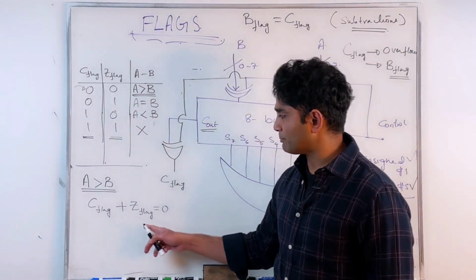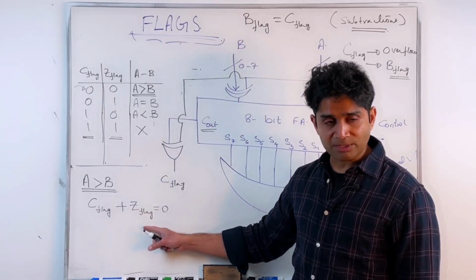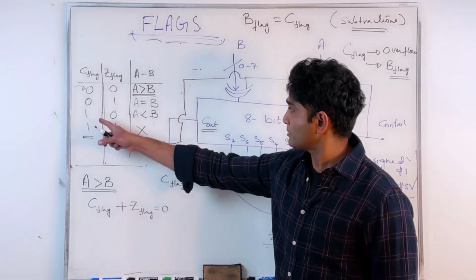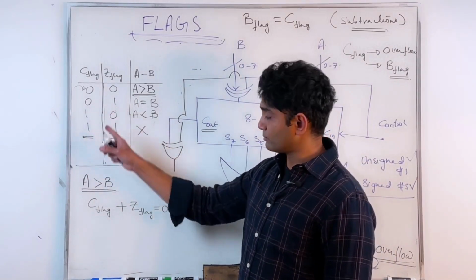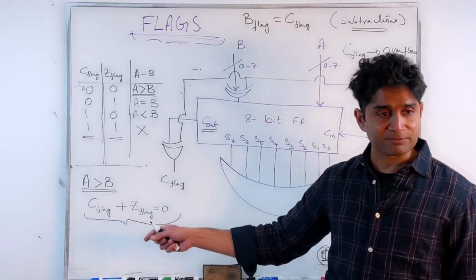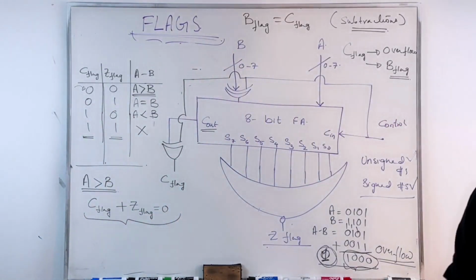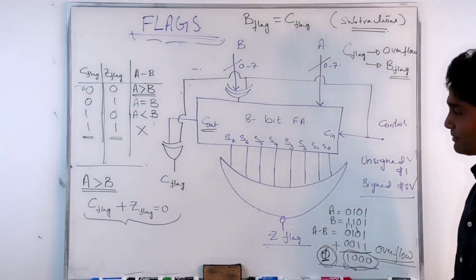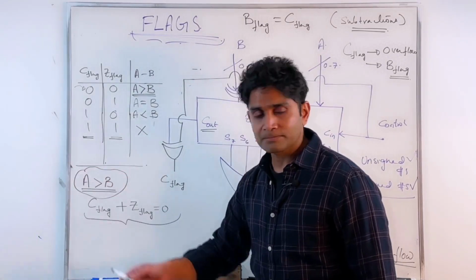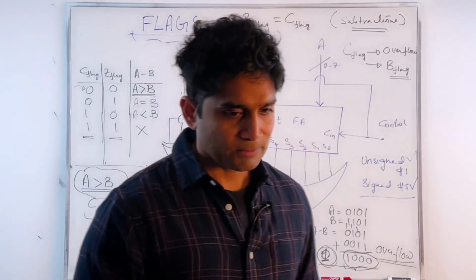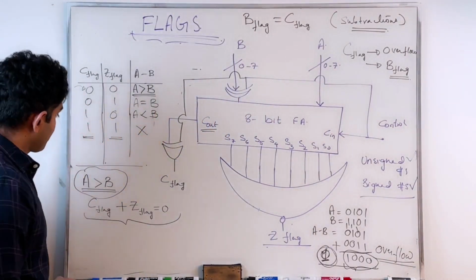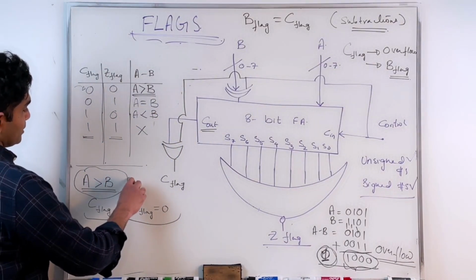When I have this expression, that means I'm forcing my Z flag to be a 0, because otherwise this expression is not satisfied, right? My C flag can be a 0, but my Z flag may be 1. But by looking at this composite condition, C flag plus Z flag, I'm forcing my Z flag to be a 0 for that condition to be satisfied, so that my A strictly larger than B condition is satisfied. Okay. So that's for A strictly larger than B. And then you have, okay, that's good.